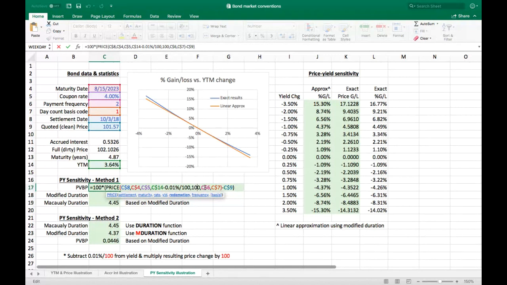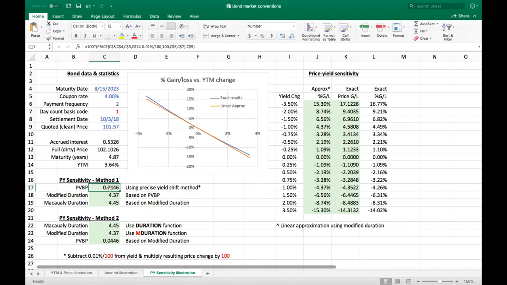This is the redemption amount, 100. That's the frequency, so 2 in this case. And then the basis. So once we've recalculated that, we can then subtract the price, C9, which is here. And then we have to multiply that result by 100, basically, because we didn't make a 1 basis point change. We made a 1/100th of a basis point change. Okay, so if we do that, we get the PVBP of 0.446. And this is for this bond with a fractional period, accrued interest, all of that.